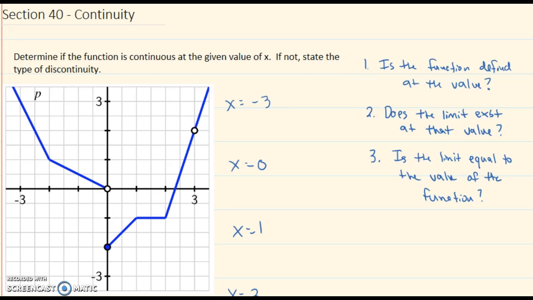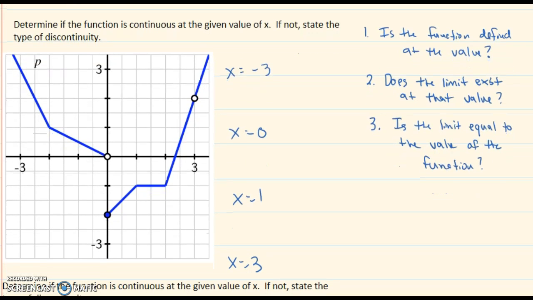So on our graph, we have 4 different values that we want to determine, is the function continuous or not. And we're going to start off at the point -3. When I go to -3, first of all, I'm going to look, is the function defined at that value? And I definitely see when x is -3, there's definitely a solid point. That line goes straight through that point -3, 3. So I'm going to say yes, the function is defined at -3.